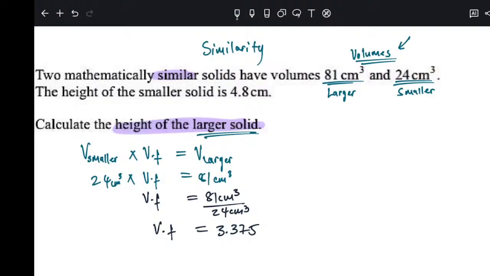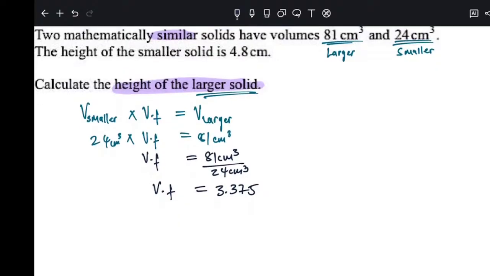It's still fine. So now, if I reduce to lowest terms, what is 81 over 24 when you reduce to lowest terms? Somebody put it in your calculator and tell me what you get.